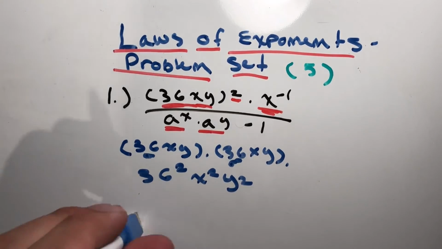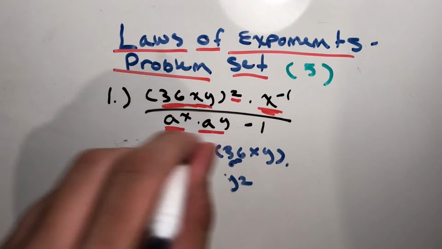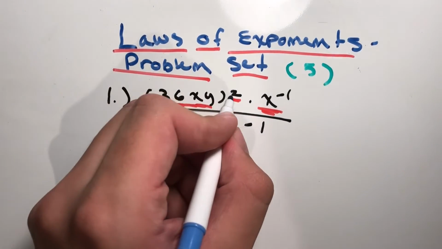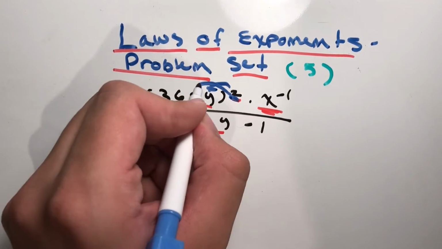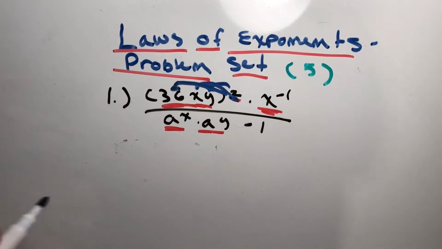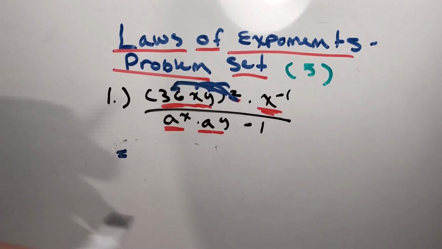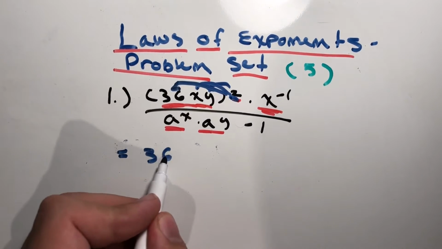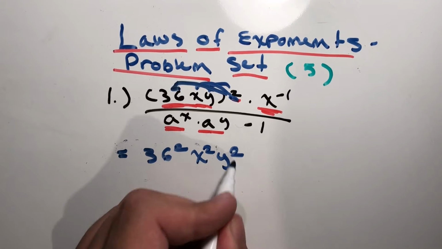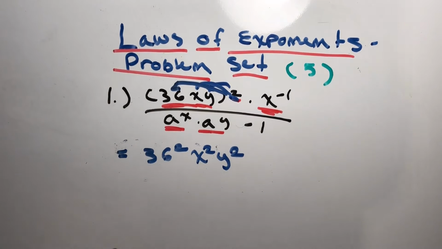That's perfectly fine. But in this example, we can just directly apply law 2. We can square every single part of the term, and so we can rewrite this as 36 squared times x squared y squared. Great. So that's the first part of this top that's being consolidated.